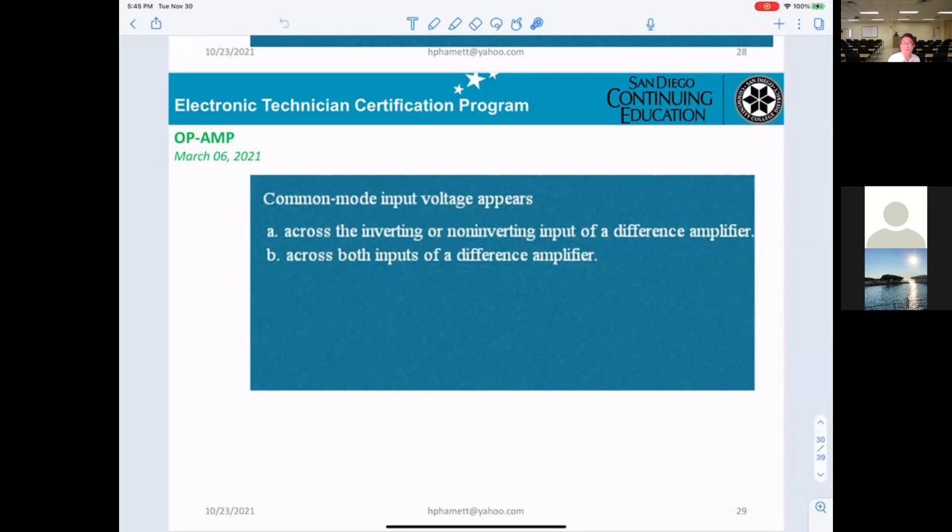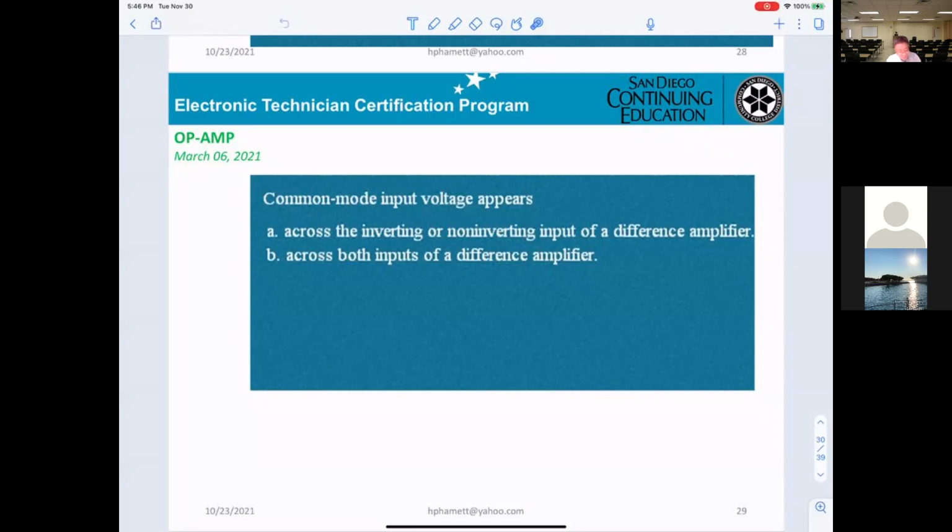You understand a common mode. Common mode rejection ratio. That means when both inputs get exactly the same voltage, same frequency, that is considered to be the noise. Okay? And the op-amp is supposed to cancel that noise. That's what they call common mode rejection ratio.